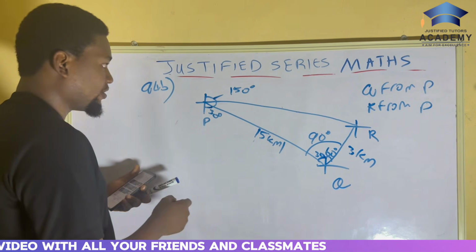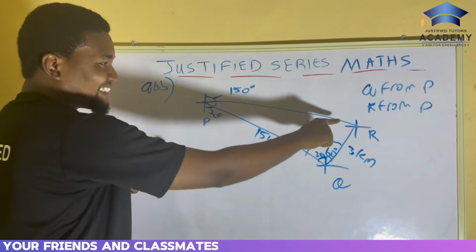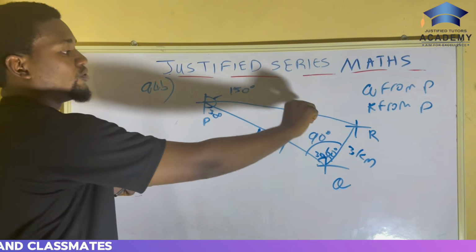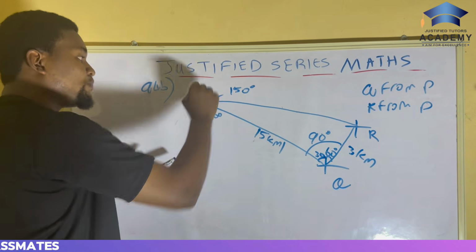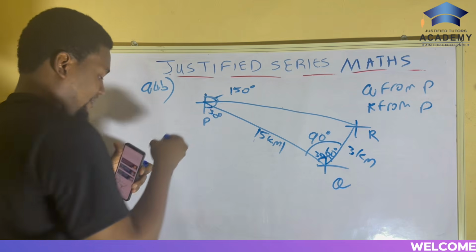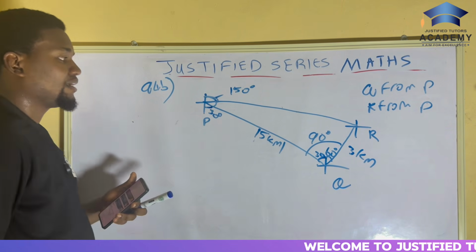Find the bearing of R. That means find the bearing coming from this line. So you get? Find the bearing of R. It is coming from this line, but it is going to P. So we have to find this remaining side here. That is what we have to find, this remaining side here.